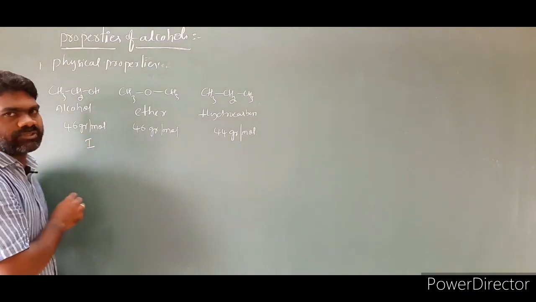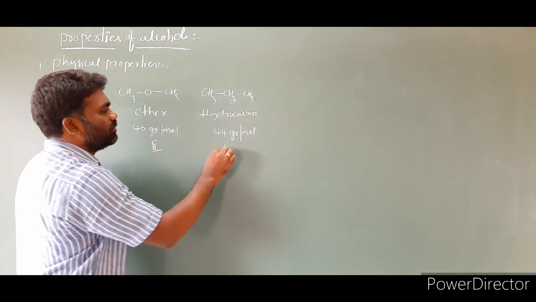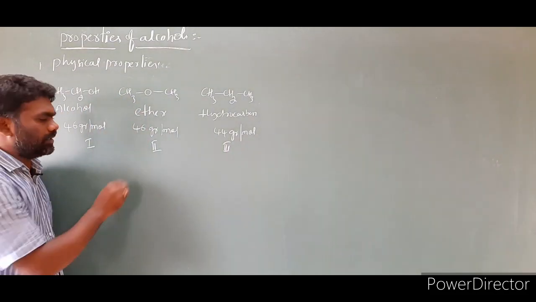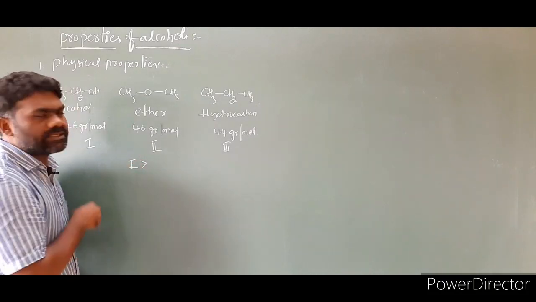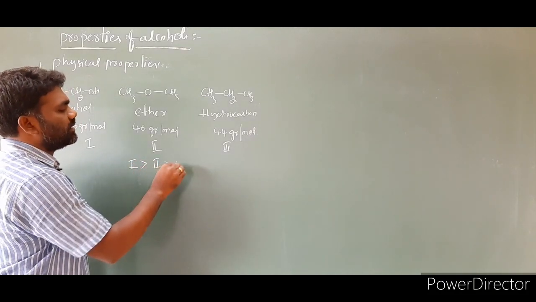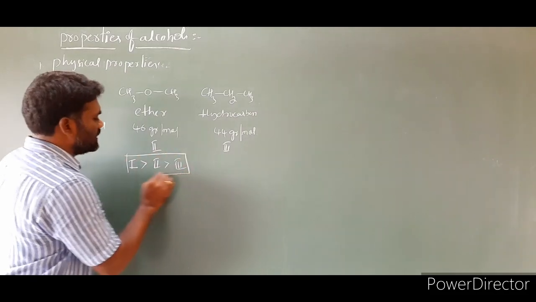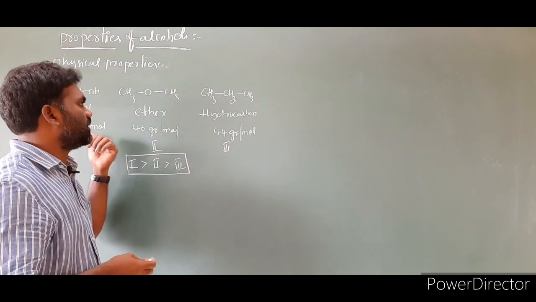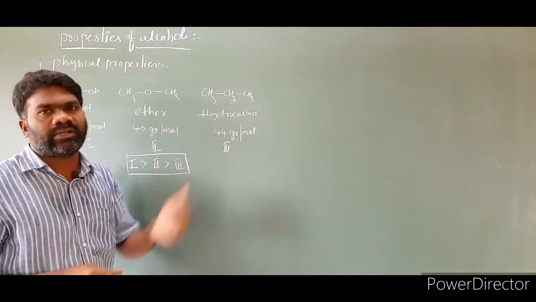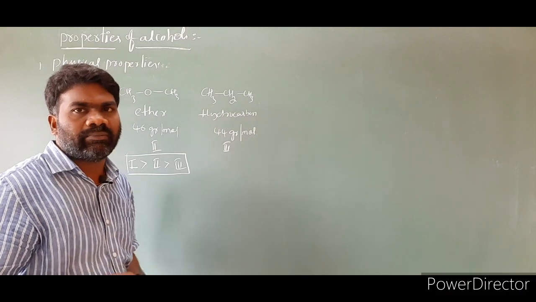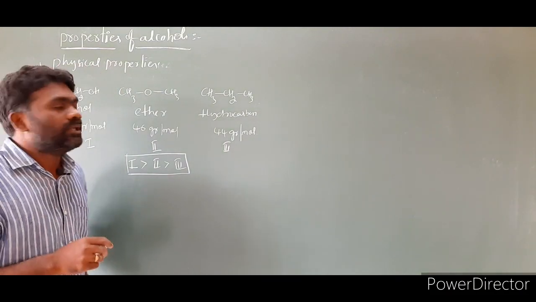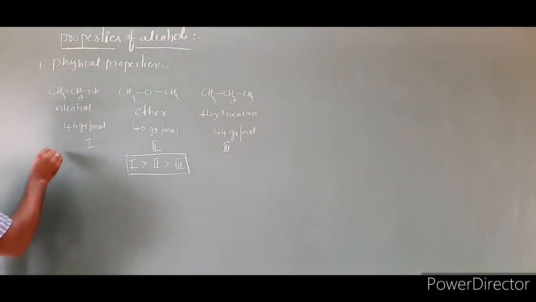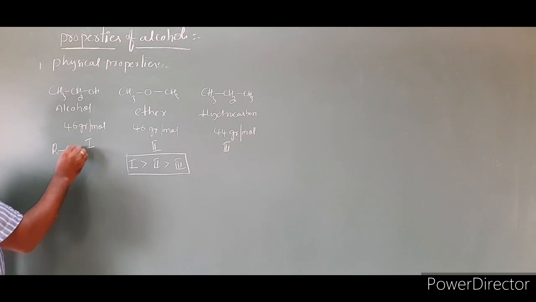Then I am labeling this structure as 1, this structure as 2, this molecule as 3. Now we have to compare the boiling points of these 3 molecules. The boiling point of alcohol is always greater than ether, which is greater than hydrocarbon. So the meaning of this point is that boiling points of alcohols are greater than ethers and hydrocarbons of comparable molecular masses. This is mainly due to intermolecular hydrogen bonding in alcohol. I am representing alcohol as ROH.